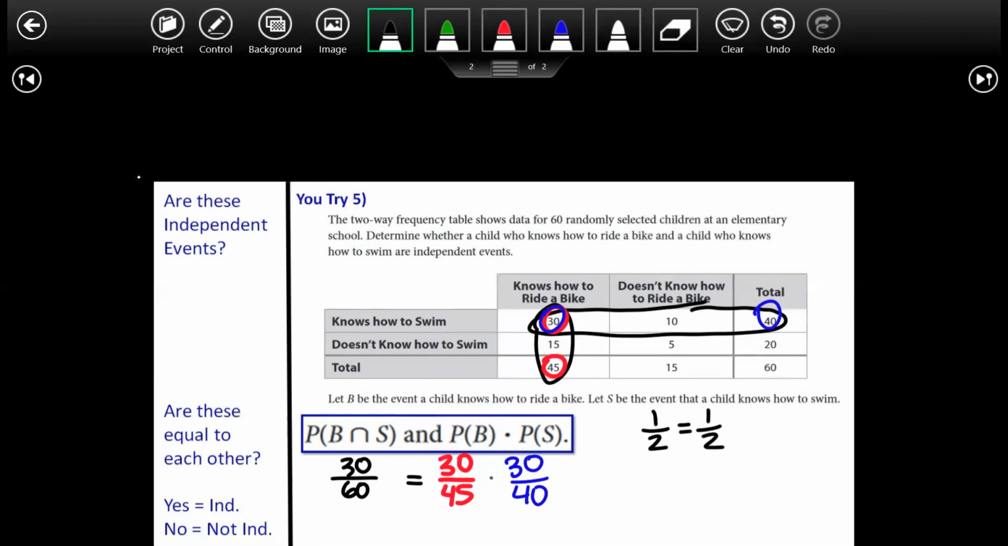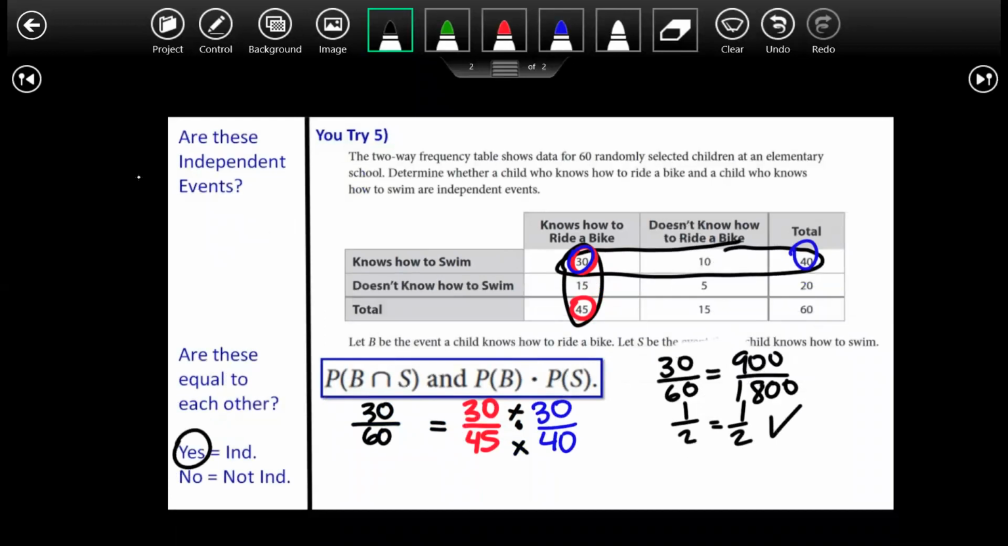30 times 30 over 60 times 30, which is 900 over 1800. Multiplying, this is going to give us 1/2 equal to 1/2. Are these two equal? Yes. So are they independent? So it doesn't matter whether you know how to ride a bike to know how to swim? No.